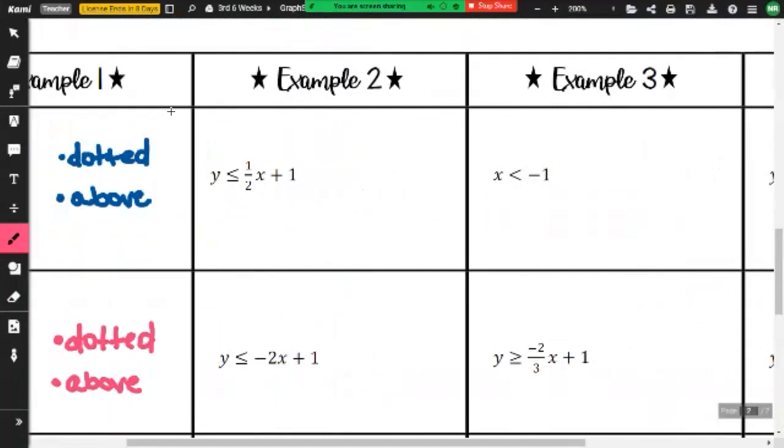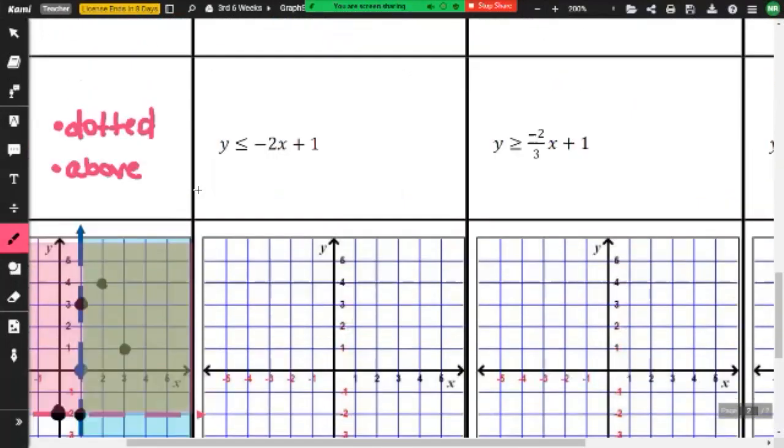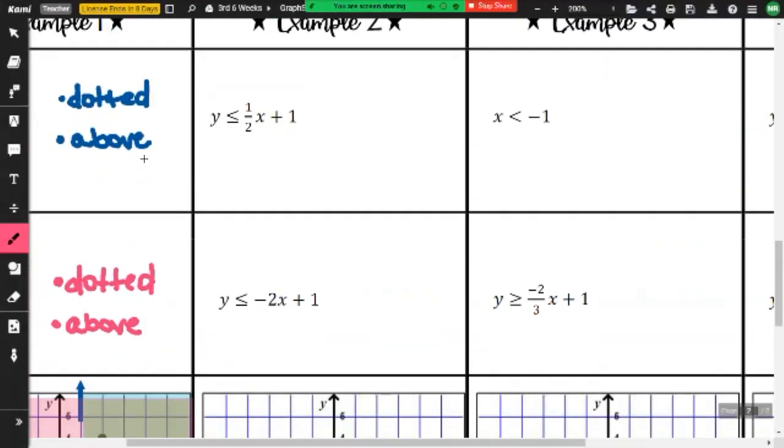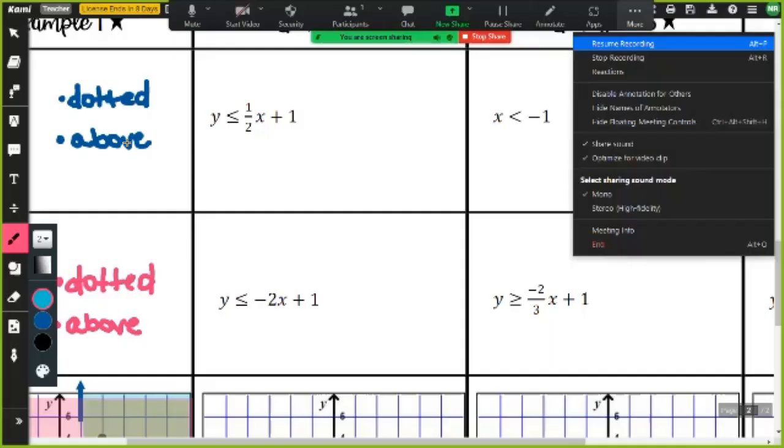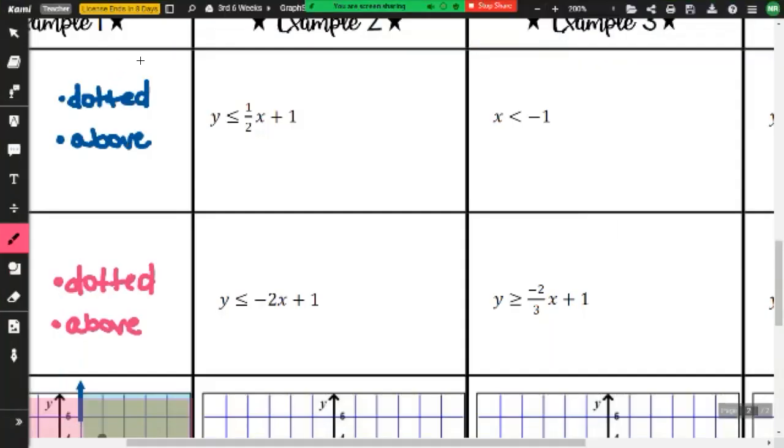Now I'm going to do the whole top part before I actually start shading, okay? So here we go. Now we do have a slope, we do have a y-intercept. This one has a y and it does have an x. So we're going to go ahead and write down the slope, which is 1/2, and your y-intercept is 1.